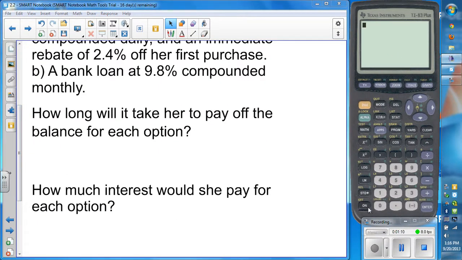So you can turn on your TI-83 calculator by hitting the on button down here, and then you can go into the Finance app by clicking Apps, one for Finance, one for TVM Solver. Alright, now we're going to input what we know. Well, we don't know the number of payments. We know the interest rate is going to be 15.8%. Our initial value will be $5,000 minus that 2.4% rebate.